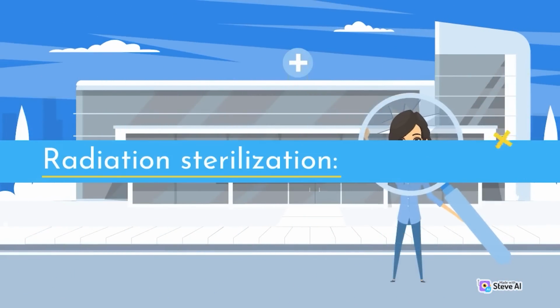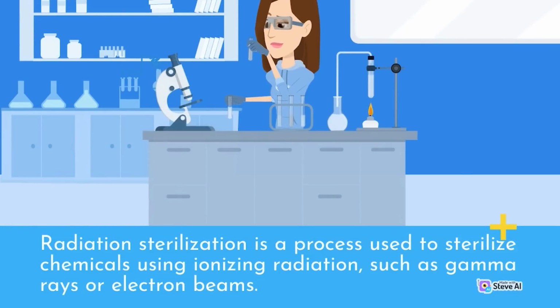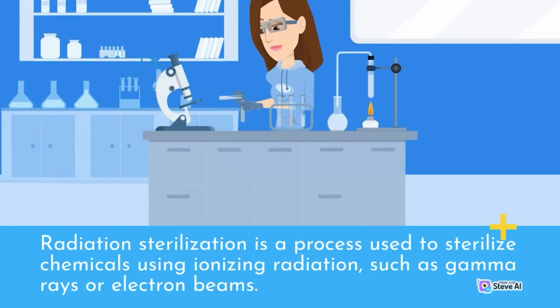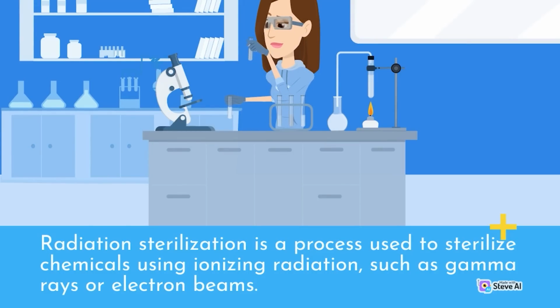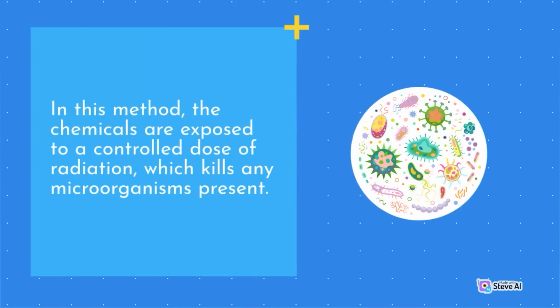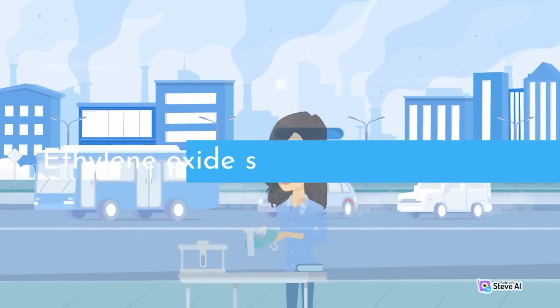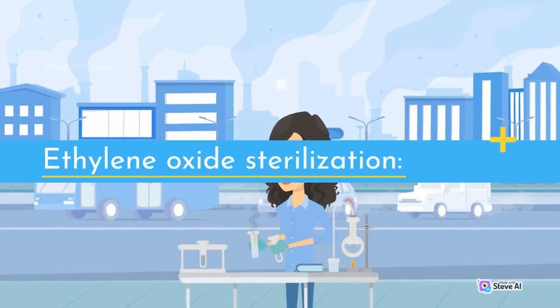Radiation sterilization. Radiation sterilization is a process used to sterilize chemicals using ionizing radiation, such as gamma rays or electron beams. In this method, the chemicals are exposed to a controlled dose of radiation, which kills any microorganisms present. Radiation sterilization is used in a variety of applications, including the sterilization of medical devices and the production of sterile food and beverage products.